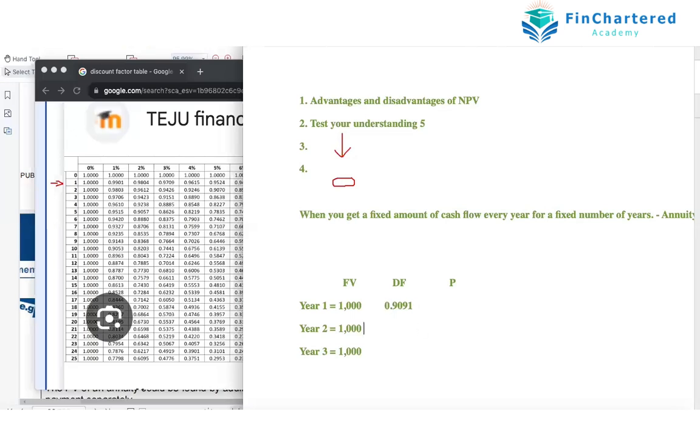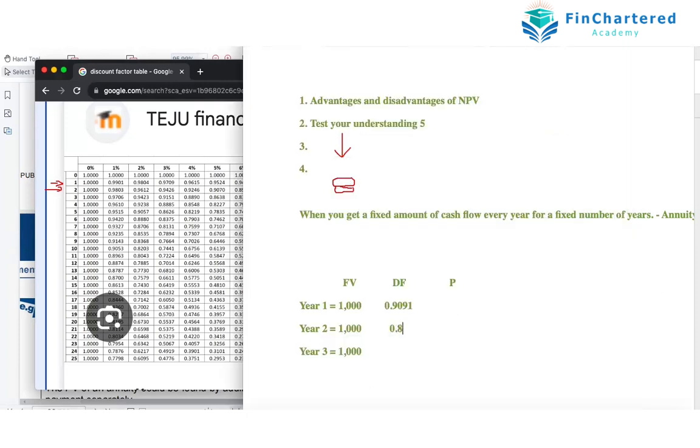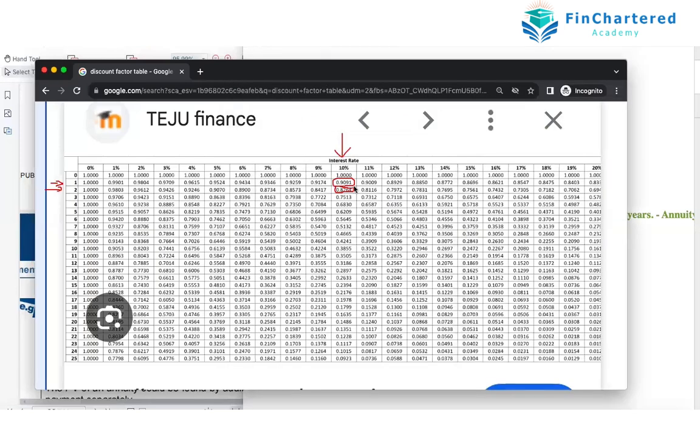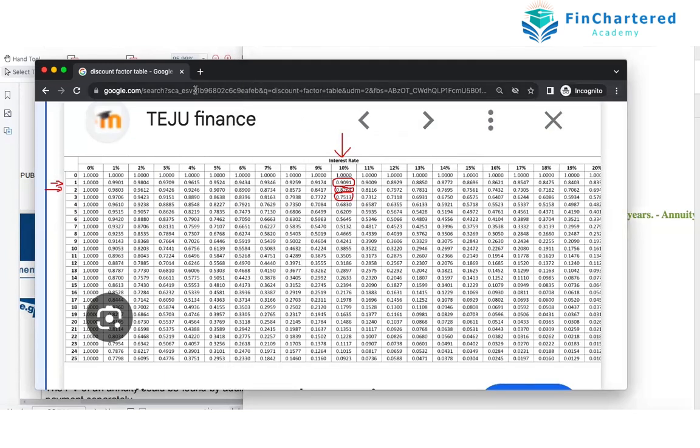Right? What is the discount factor for the second year? Again, 10% is there. Second year is here. Just move your finger across that. And the discount factor for the second year is 0.8264. So again, you have the second discount factor. The second year discount factor is 0.8264. Then we look at the third year discount factor, which is just under that, which is 0.7513. Okay, so multiply it with 0.7513.